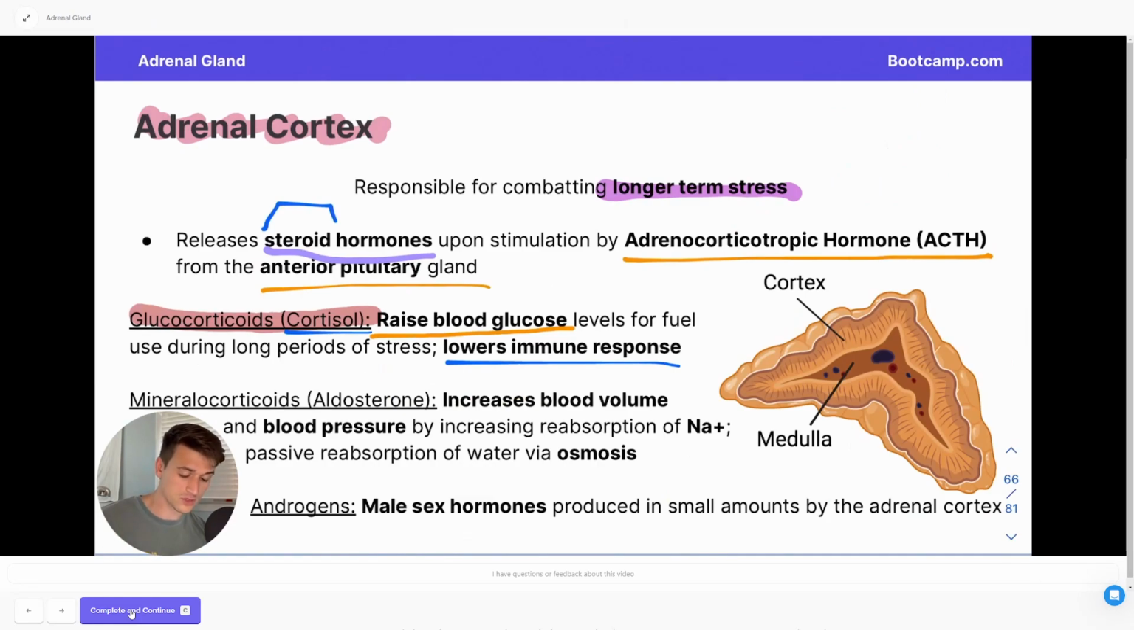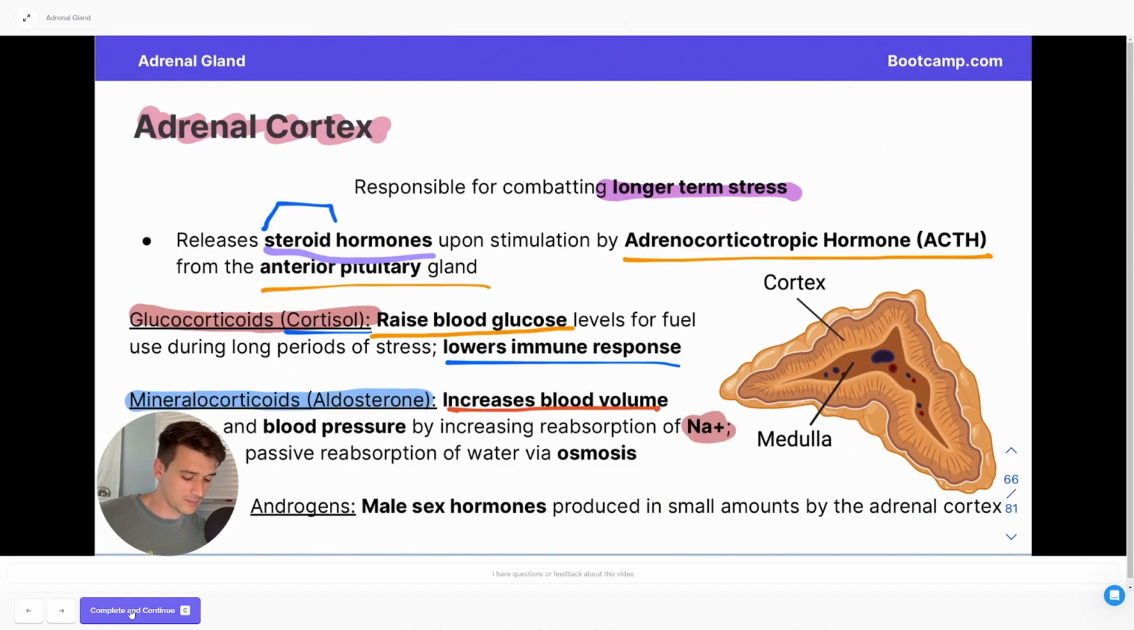Moving on now from cortisol, we also have mineralocorticoids, otherwise known as aldosterone. Now, the main function of aldosterone is to increase our blood volume, but it goes about it in a very interesting way. We're not just going to start pumping water into the blood, and actually, the functionality of aldosterone doesn't even directly target water. Instead, we're going to be targeting sodium ions, Na+.